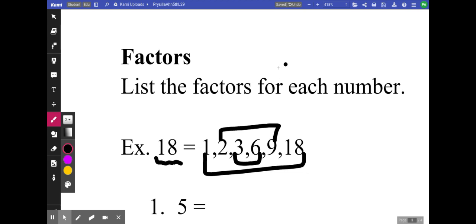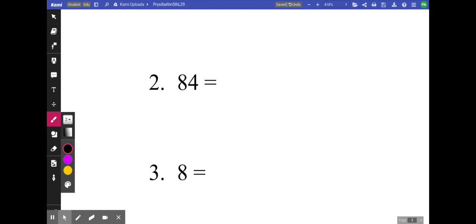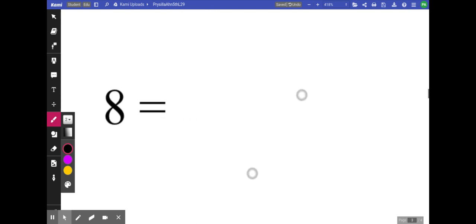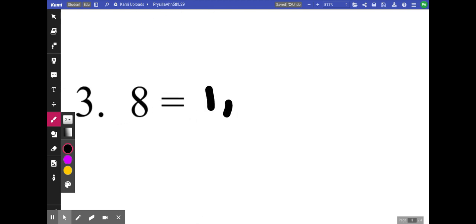So let's try number 3 together. So always list 1, because 1 times anything is that number. So of course 1 and 8 always work. So now let's try 2. Does 2 work? Yes, because it is an even number. And you want to keep in mind that 2 times 4 is 8, so that we can put it in a more organized way. Does 3 work?